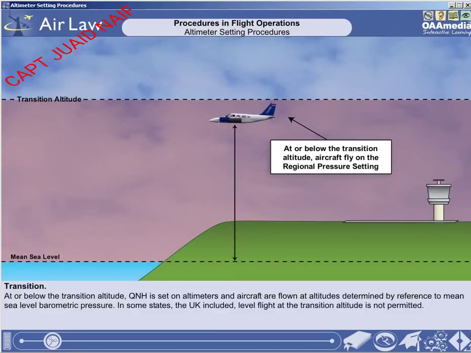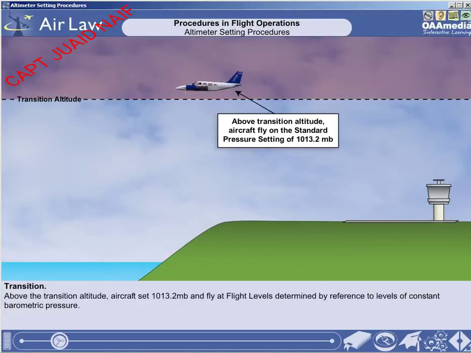When an aeroplane is flying at altitudes at or below the transition altitude, the aircraft is flown at altitudes determined by reference to sea level pressure, QNH, and the vertical position is expressed in terms of altitude. Above the transition altitude, the aeroplane is flown along surfaces of constant atmospheric pressure, based upon an altimeter subscale setting of 1013 millibars, and this altitude is expressed in terms of flight levels.